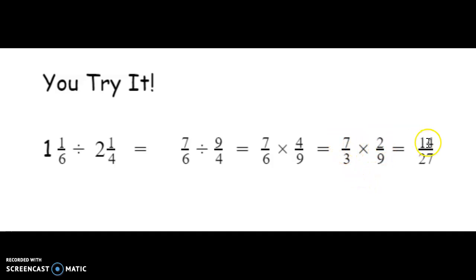7 times 2 is 14. 3 times 9 is 27. We know that 14/27 is an excellent answer because it's not an improper fraction that has to be changed into a mixed number. I know that this was a long video.